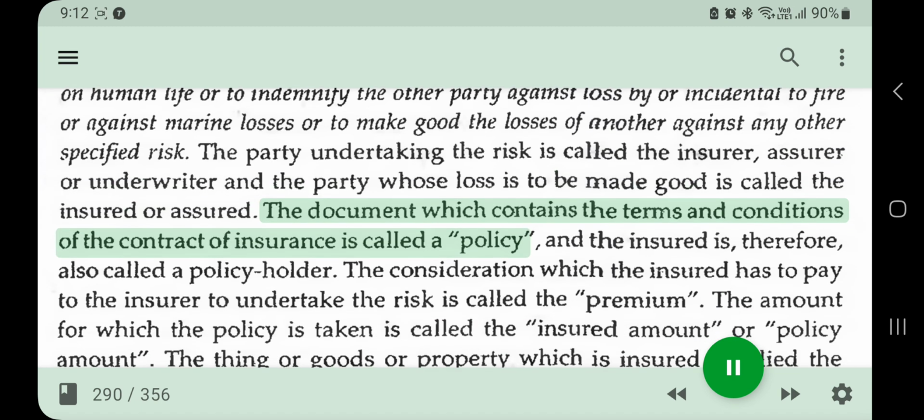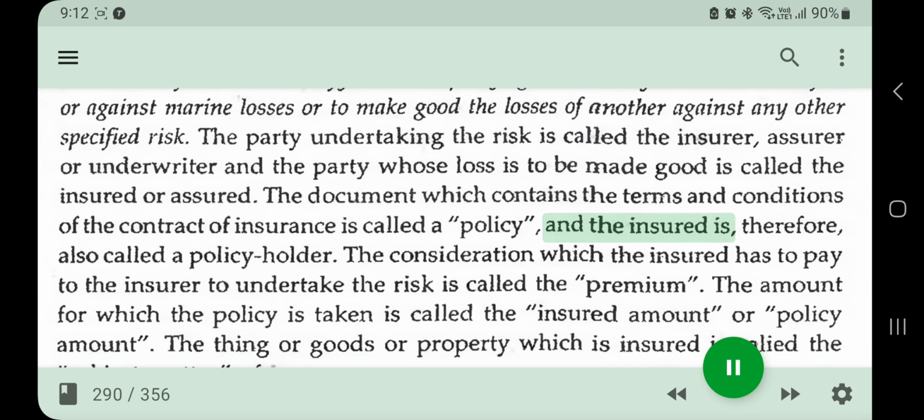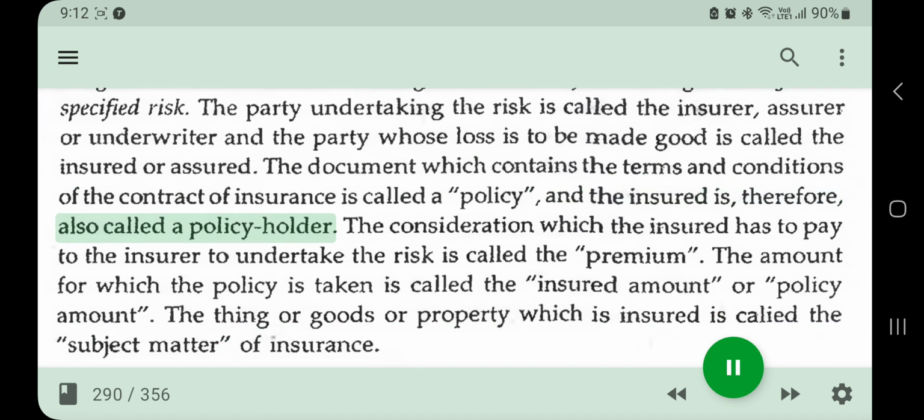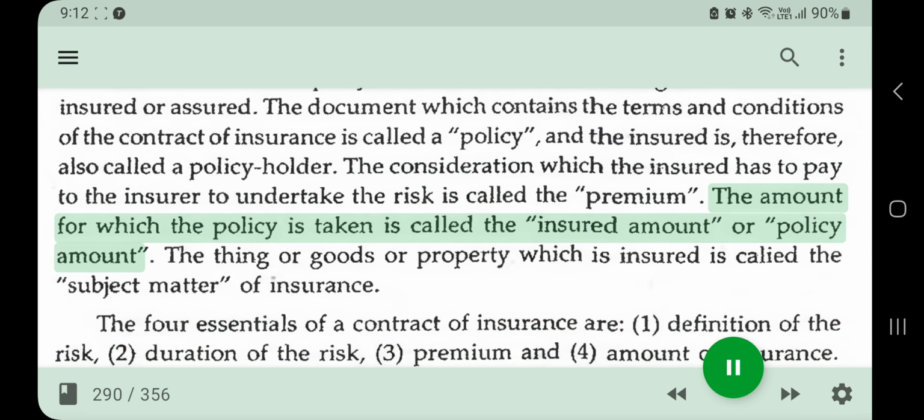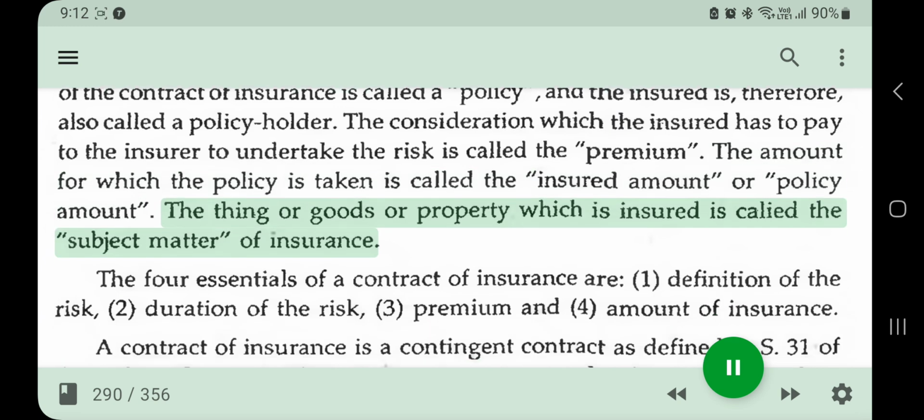The document which contains the terms and conditions of the contract of insurance is called a policy, and the insured is, therefore, also called a policyholder. The consideration which the insured has to pay to the insurer to undertake the risk is called the premium. The amount for which the policy is taken is called the insured amount, or policy amount. The thing or goods or property which is insured is called the subject matter of insurance.